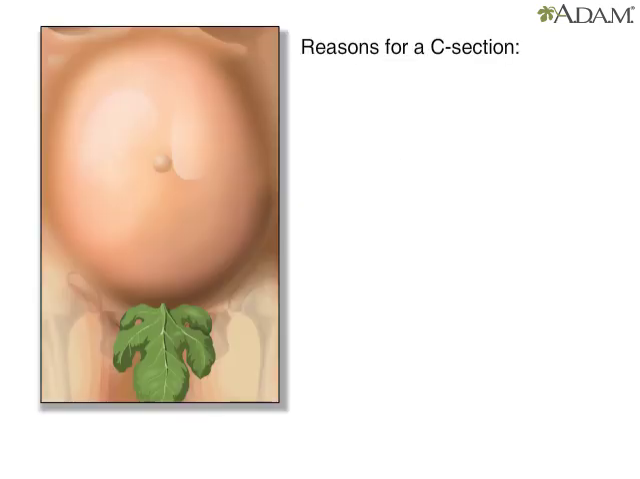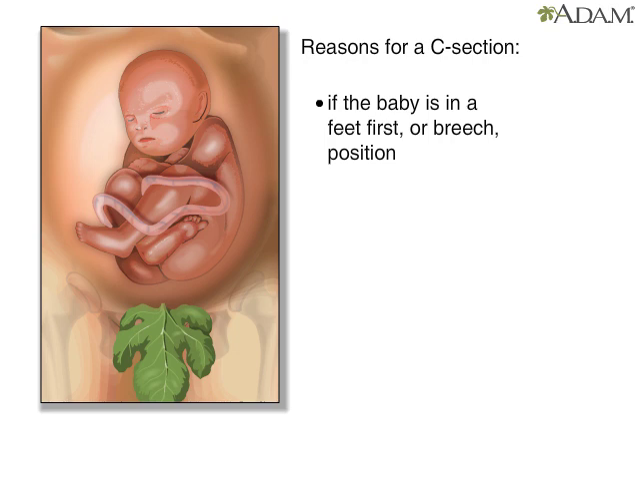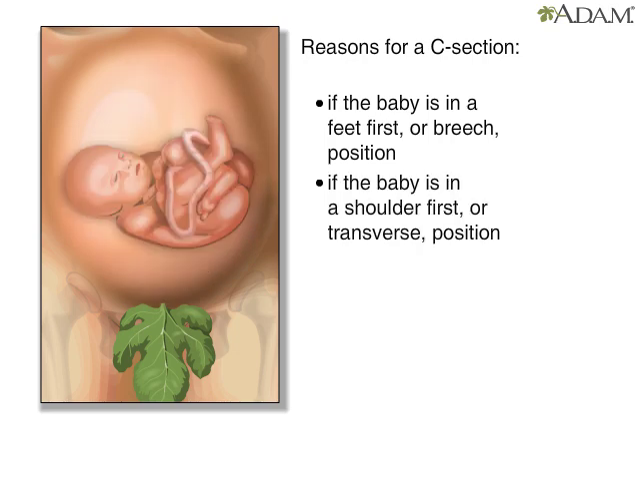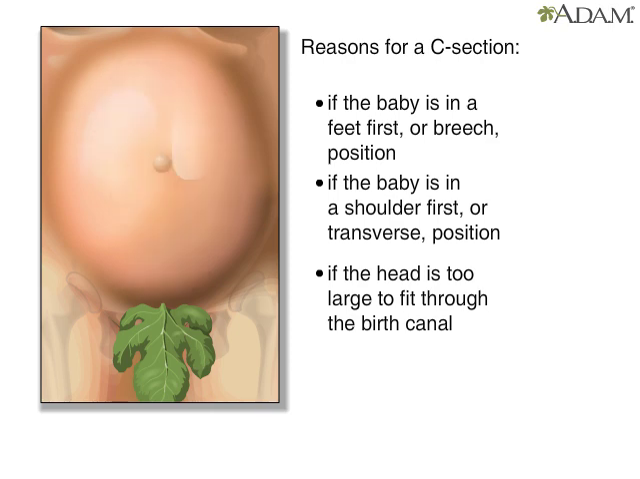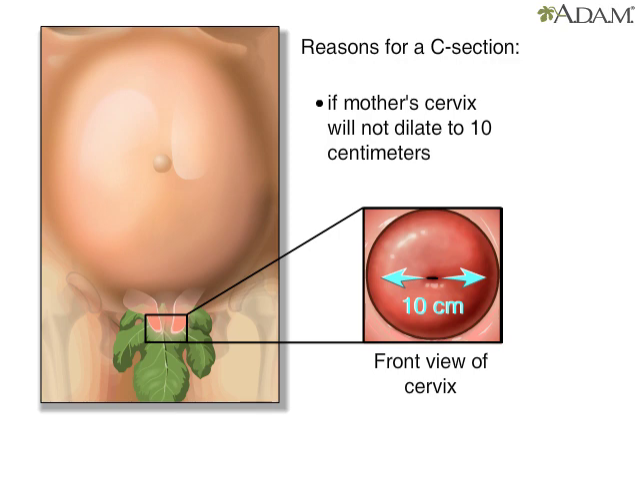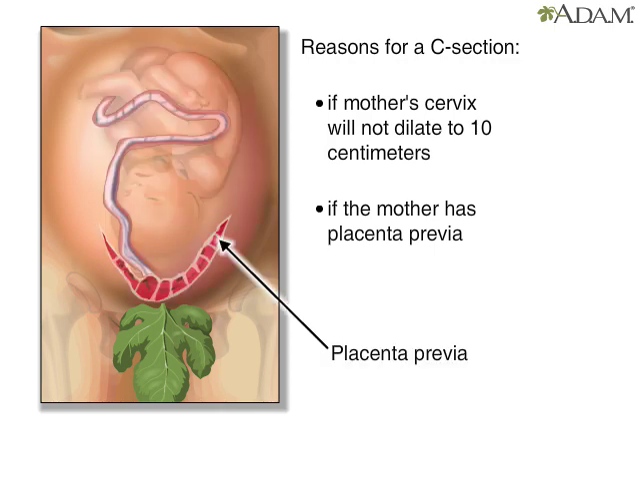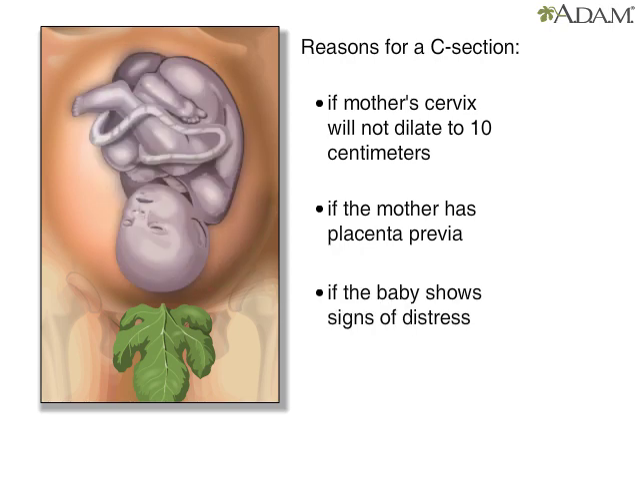Some of the most common reasons for a cesarean are: if the baby is in a feet-first, breech position, if the baby is in a shoulder-first, transverse position, if the baby's head is too large to fit through the birth canal, if labor is prolonged and the mother's cervix will not dilate to 10 centimeters, if the mother has placenta previa, where the placenta is blocking the birth canal, if there are signs of fetal distress, which is when the fetus is in danger because of decreased oxygen flow to the fetus.